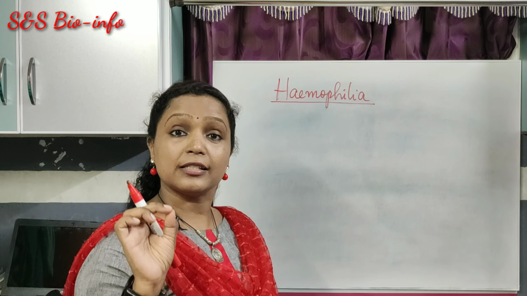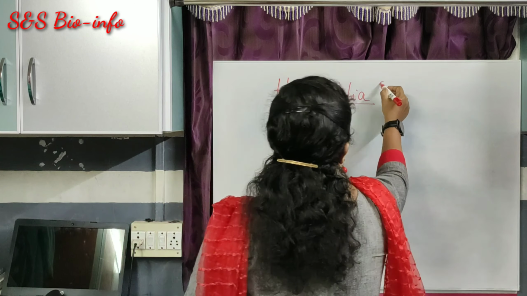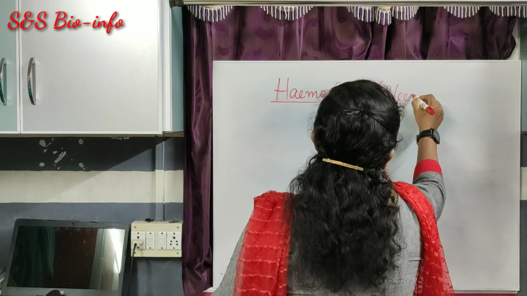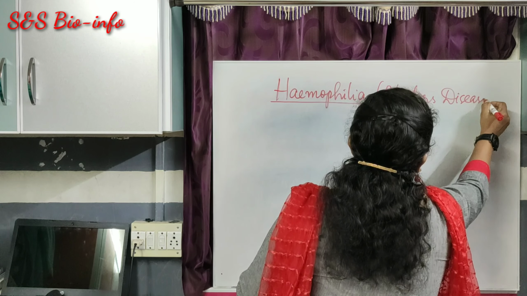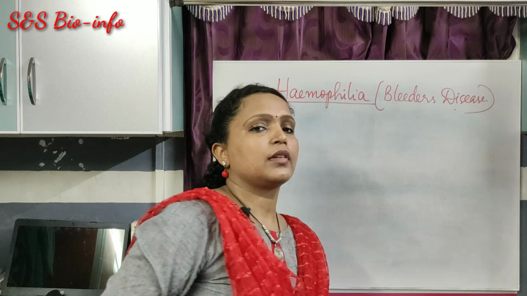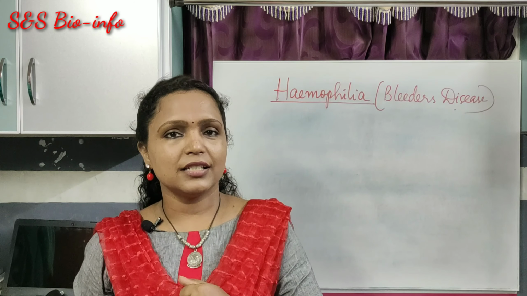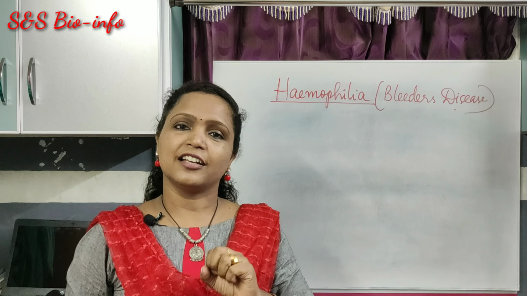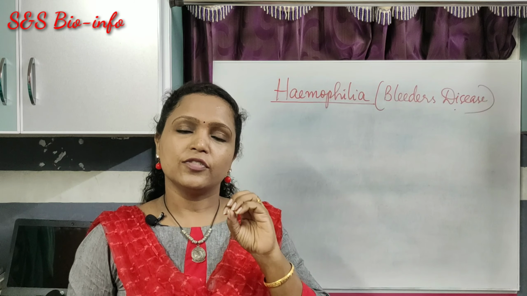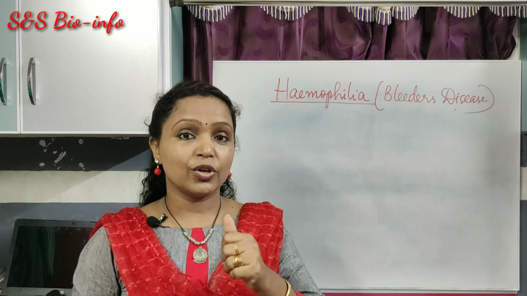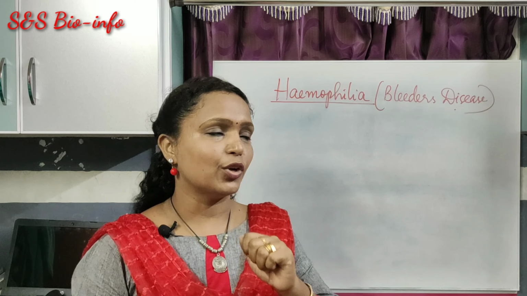Hemophilia is also known as bleeder's disease. Why is it known as bleeder's disease? Bleeding is the main symptom of this disorder. It was first observed by John Otto in 1803.